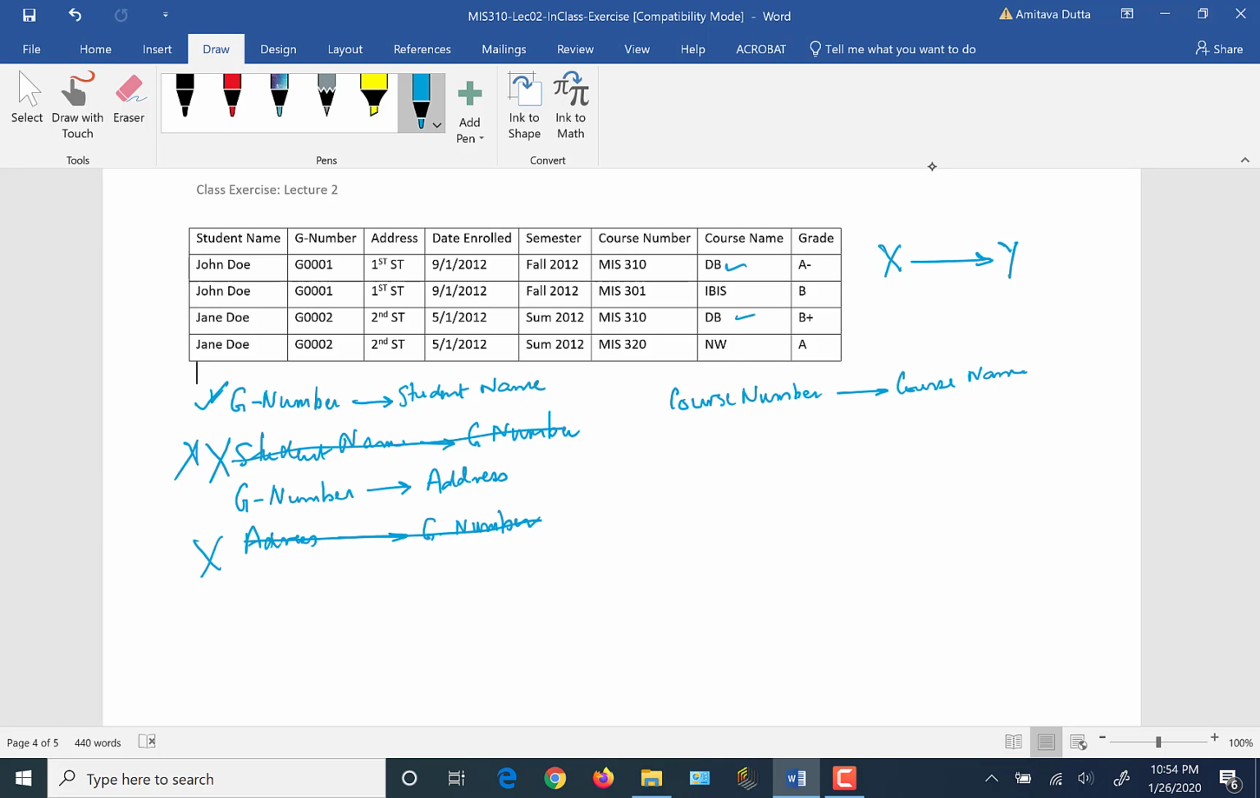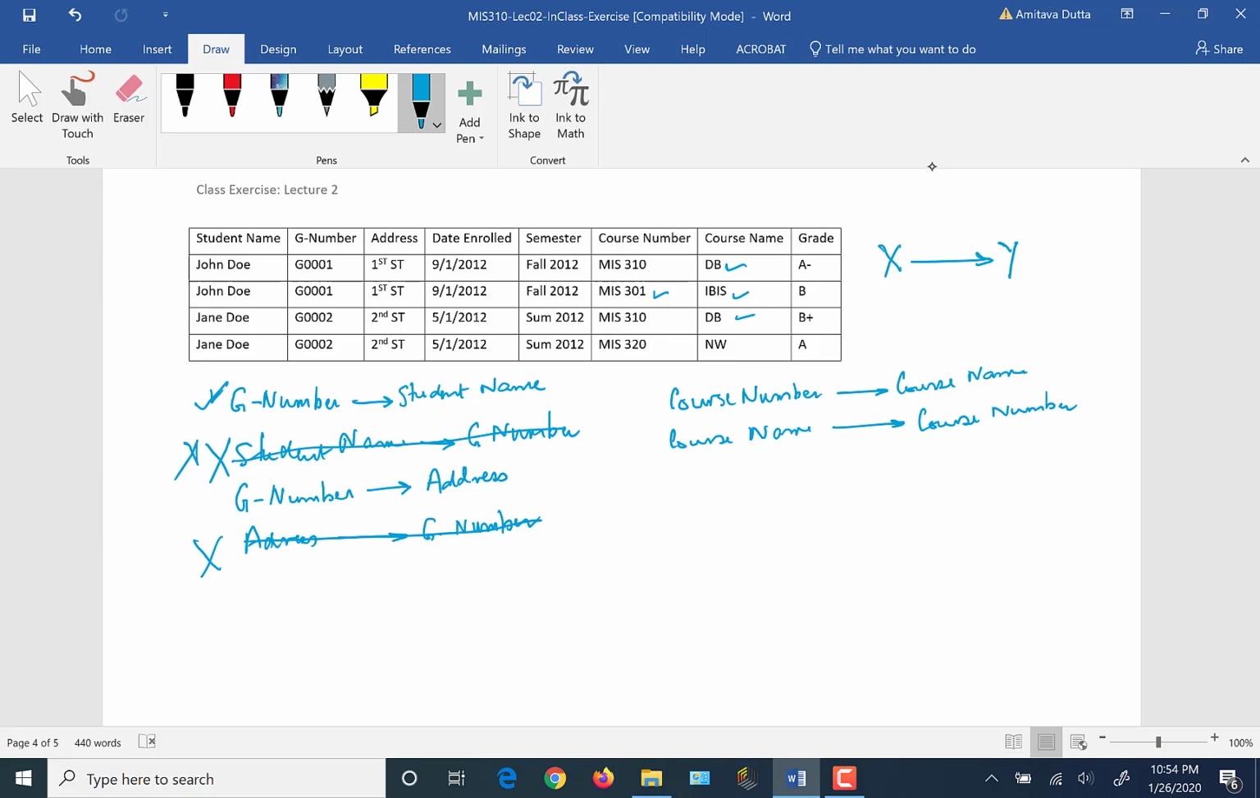Okay, if I told you MIS 301, you would say IBIS as the name of the course. So that's very clearly understood. If you know the course number, you know the course name. Now the reverse: can I also write this, for example, course name determines course number? Now there's nothing in the table that tells me that I cannot do this.